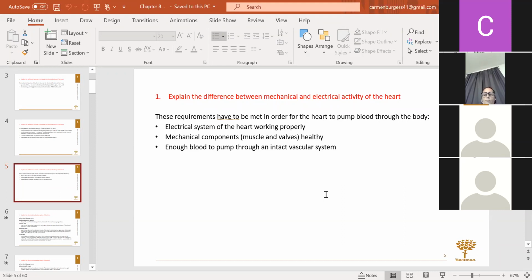They work differently. And do you know what the difference is? Electrical is that chemical reaction that's happening in the cells. Mechanical is the actual mechanics of the heart working: the valves closing, the ventricle contracting, all the mechanical things working.